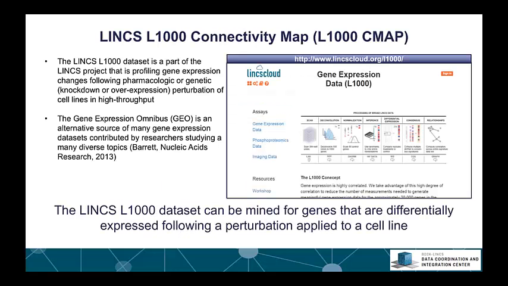The LINCS L1000 connectivity map contains measurements of gene expression changes following pharmacologic or genetic perturbation of cell lines. It is very useful for learning the system-wide consequences of applying a perturbation to a cell type. It is also useful for learning which perturbations have similar effects on gene expression and which perturbations have opposing effects. The Gene Expression Omnibus is a repository of gene expression datasets that can be mined to collect signatures of differentially expressed genes for many perturbations. By collecting many signatures from GEO, a resource similar to the connectivity map can be created.